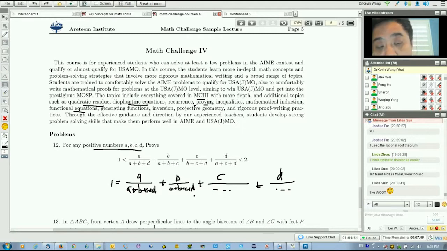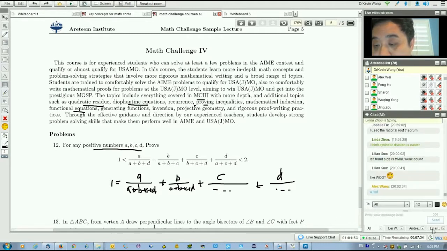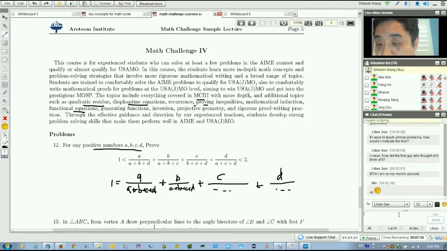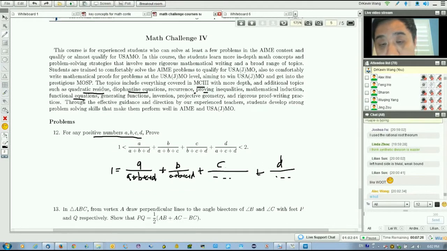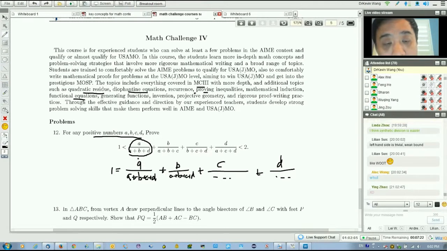Now, because every fraction is reduced to a smaller number, the whole thing is reduced to 1, and of course the original is greater than 1. Now how about the other side? Less than 2.